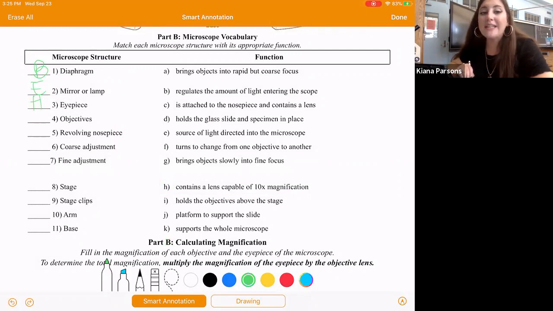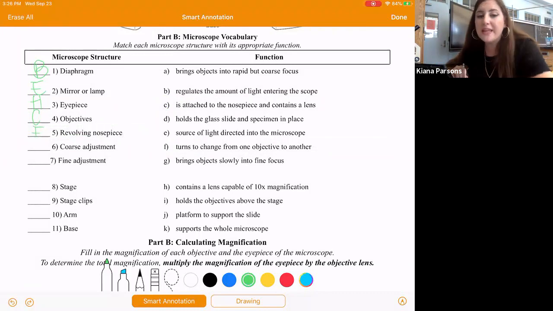All right, the objectives that are attached to the revolving nose piece give us the different levels of magnification. We discussed there is low powered and high powered. So the objectives are letter C, attached to the nose piece and contain a lens. Number 5, the revolving nose piece, is where our objectives are housed. The revolving nose piece is letter F. It turns to change from one objective to the other because it is revolving.